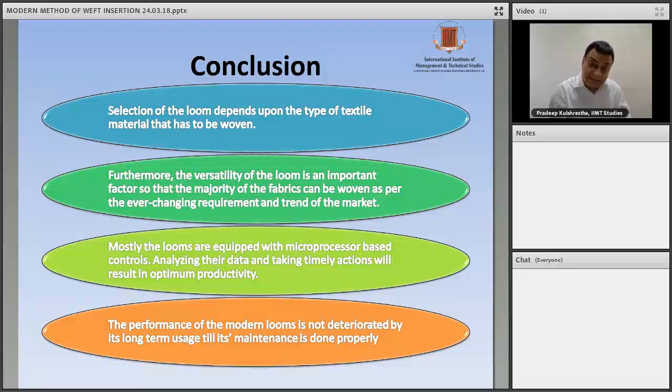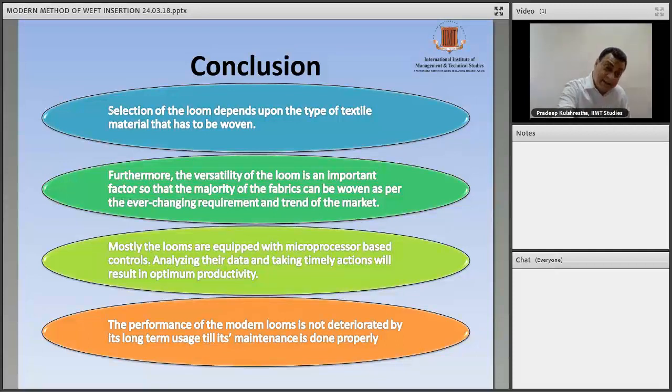Now, if we conclude this lecture based upon the modern methods of insertion, we can say the selection of loom depends upon the textile material to be woven. Suppose we want to make suiting fabric for trousers, so we will not go for 230 inches wide width. We will take just 73 inches width, or we can take 130 inches width with one split or two splits. It depends upon what the entrepreneur can afford to install in the plant as well as the demand of the market.